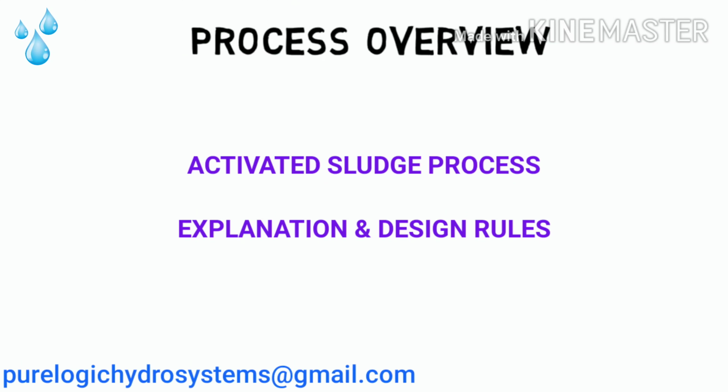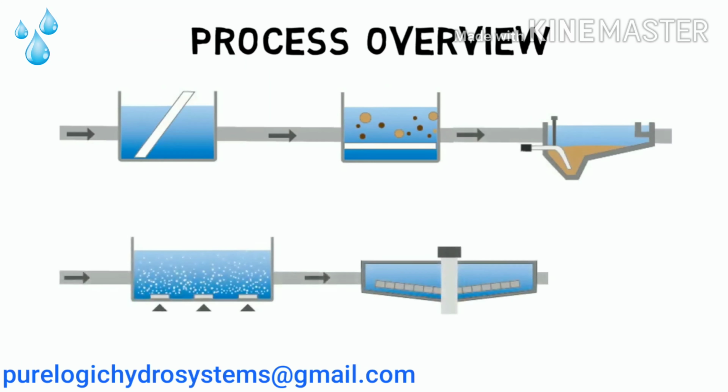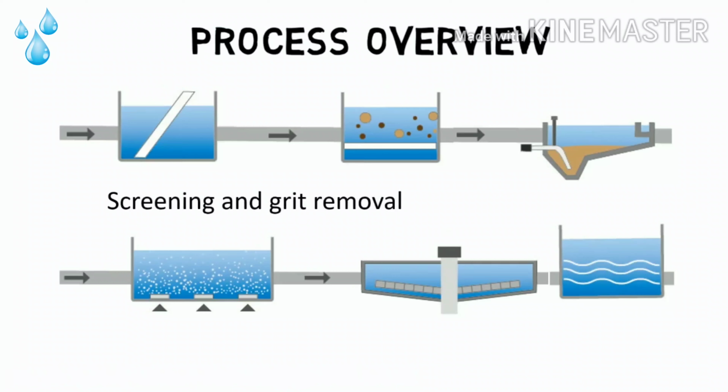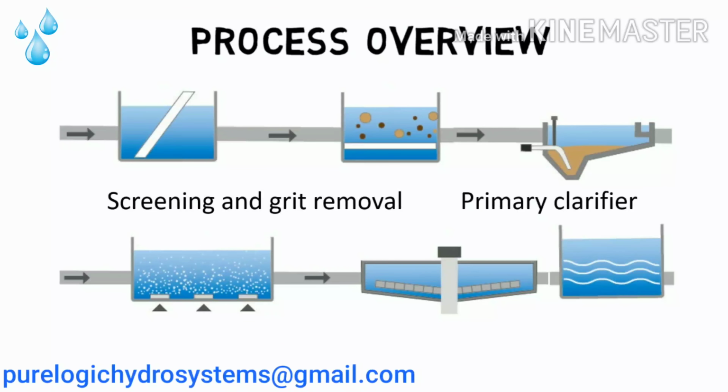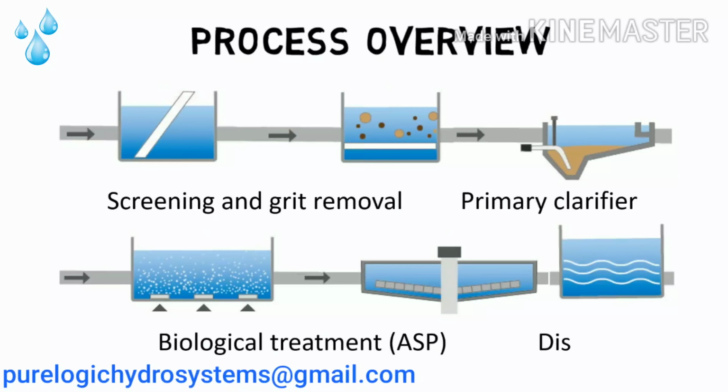Sludge is worldwide the most used suspended growth process in wastewater treatment. The treatment process can include different steps, but most commonly are screening and grit removal to filter out debris, primary clarifier for particle sedimentation, biological treatment with activated sludge consisting of an aeration basin, secondary clarifier and recycle stream, disinfection for final removal of germs and bacteria.